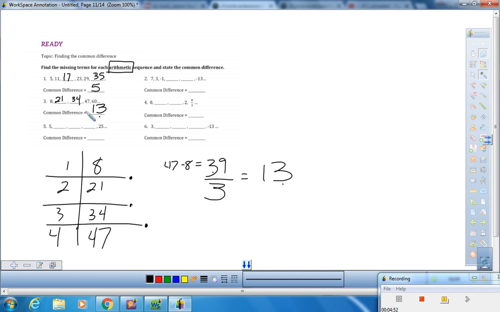So, we were missing 2. I had to divide the difference by 3. Let's see how we can do this in number 5.